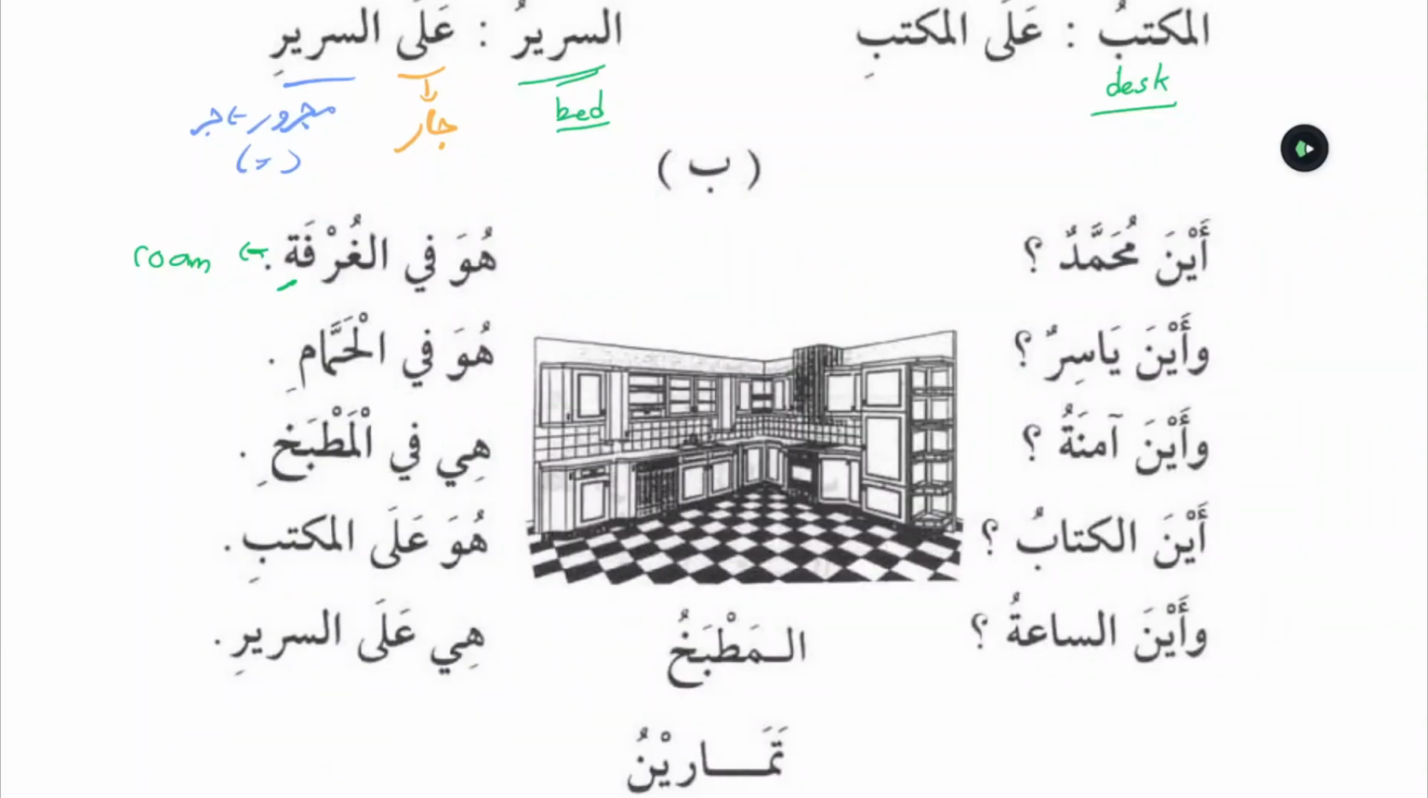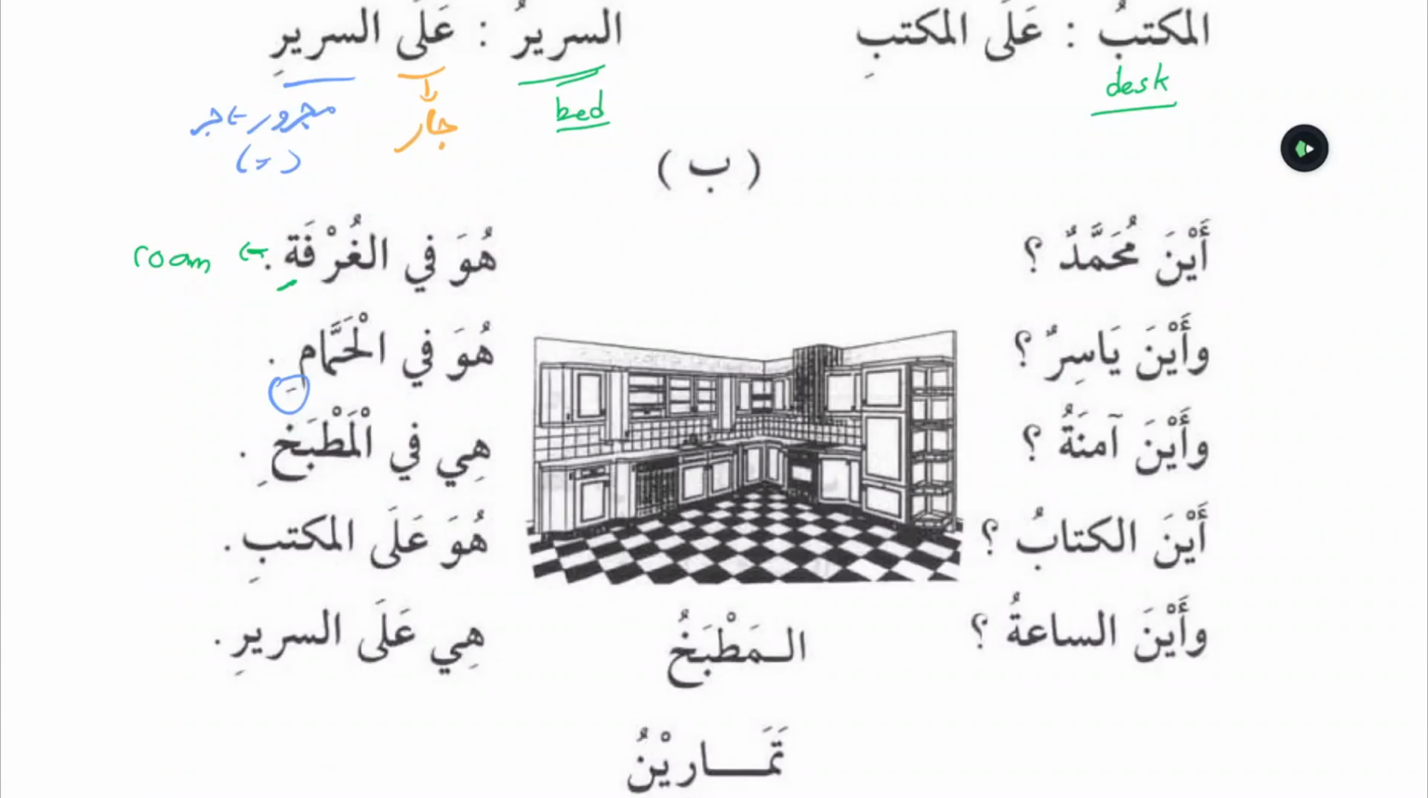Okay, he is in the bathroom. Al hammam means the bathroom. Once again, fi is jar. Al hammam is majur, which falls under the position of jar, and hence you see a kasra, which is a reflection of the state, or the position, of jar. Wa aina aminatu? And where is Amina?